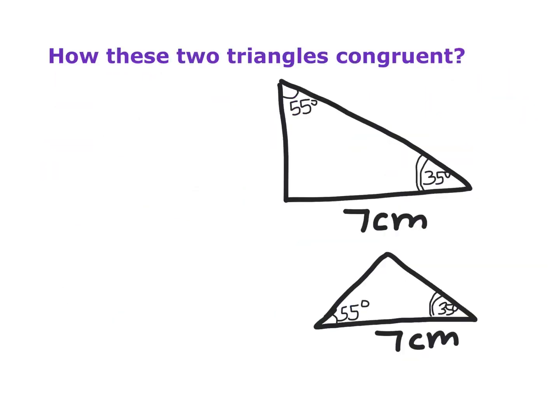So here I want to see if these 2 triangles are congruent to each other. So let me start looking at the information that I have. When I'm looking at the triangle at the top, I notice that we have the 55, the 35, and I'm looking at the triangle at the bottom, and it also has 55 and 35. So I see some congruent angles. And then I also see that both triangles have the side that is 7 centimeters long.